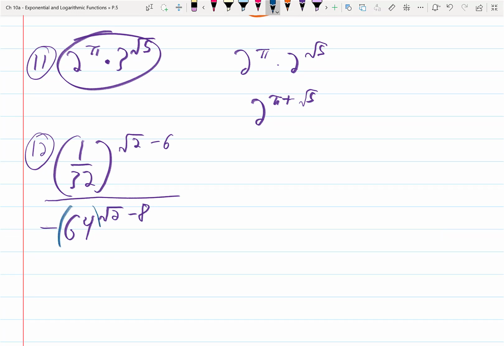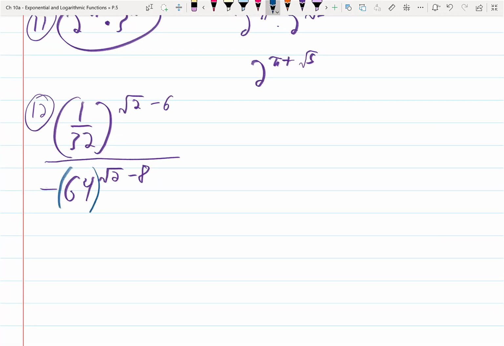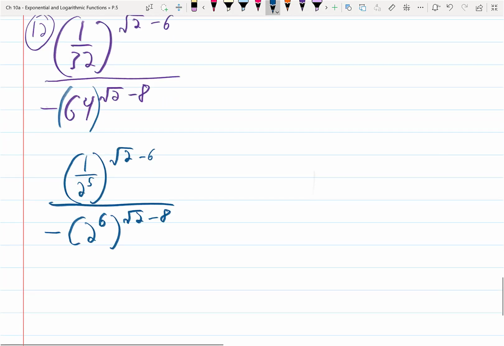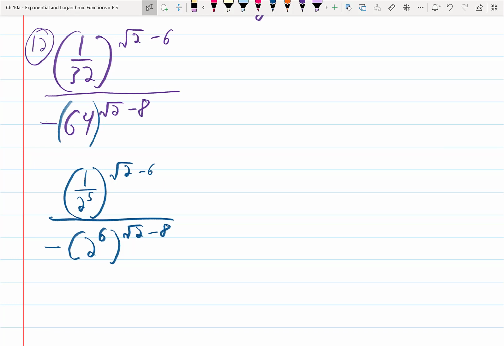Let's look at the bases, and we're going to express each of the bases. I'm going to take this little step by step. What is 32 as a power of 2? 2 to the 5th. So we're going to go 1 over 2 to the 5th. I know that negative is off to the side. 64 is 2 to the 6th, and I get to the root 2 minus 8. Now this 1 over 2 to the 5th, I could express that as 2 to the negative 5th.